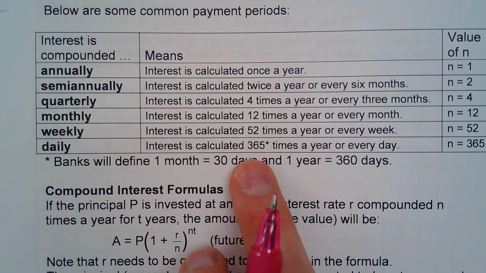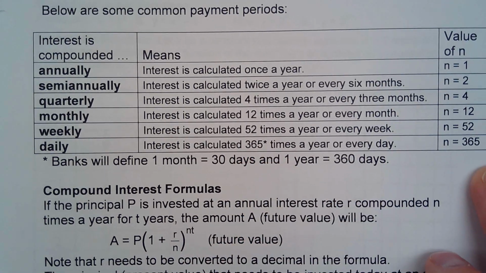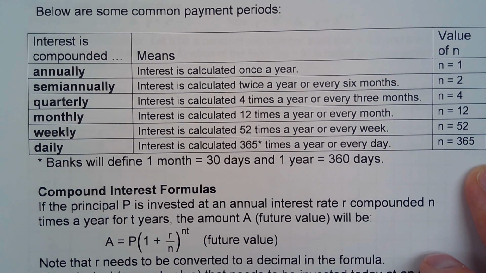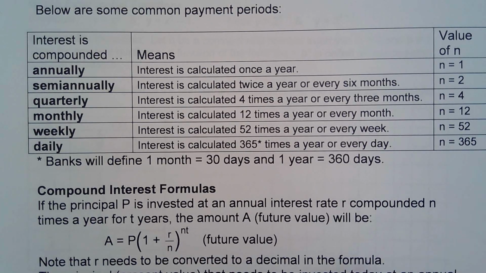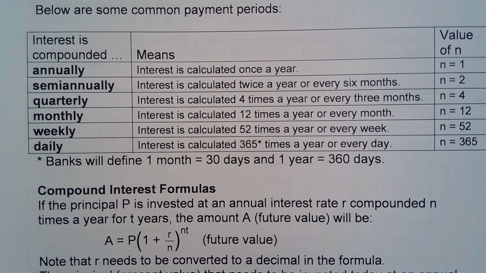Daily would be 365. Now, just as a caveat on that, some financial institutions do not like the fact that some months have 28 days, some have 30, some have 31. Occasionally we have a month that has 29 days.